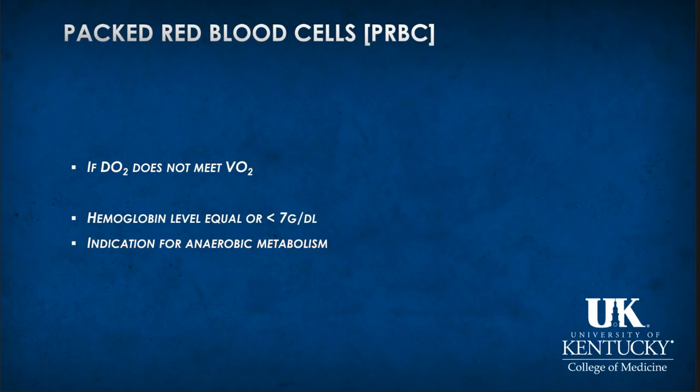So what are the indications for giving packed red blood cells? Exactly what I've stated in the previous slide. DO2 doesn't meet VO2, hemoglobin level less than 7, sorry the slide is incorrect here, 7 grams per deciliter, or indications, either clinical or laboratory, for insufficient oxygen delivery.